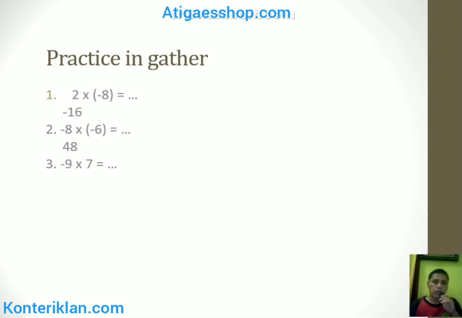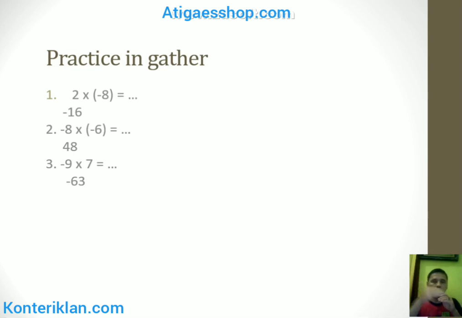Based on the key concept, if negative meets positive, the result should be negative, so negative 9 times 7 is negative 63. Before we continue to the next example, I remind you, you have to memorize the key concept of how to find the result if there is a negative and a positive. Again, please memorize the key concept.